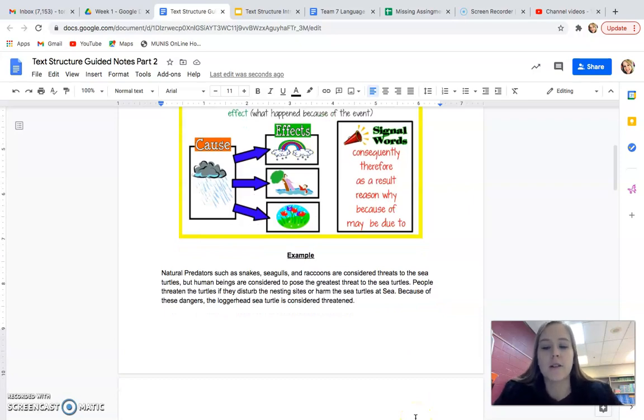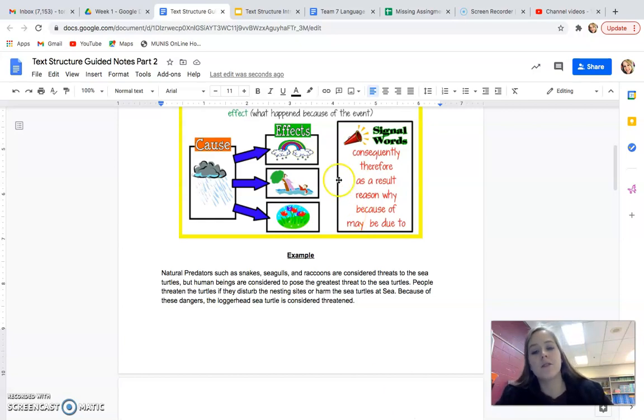Natural predators such as snakes, seagulls, and raccoons are considered threats to the sea turtles, but human beings are considered to pose the greatest threat to the sea turtles. People threaten the turtles if they disturb the nesting sites or harm the sea turtles at sea. Because of these dangers, the loggerhead sea turtle is considered threatened.